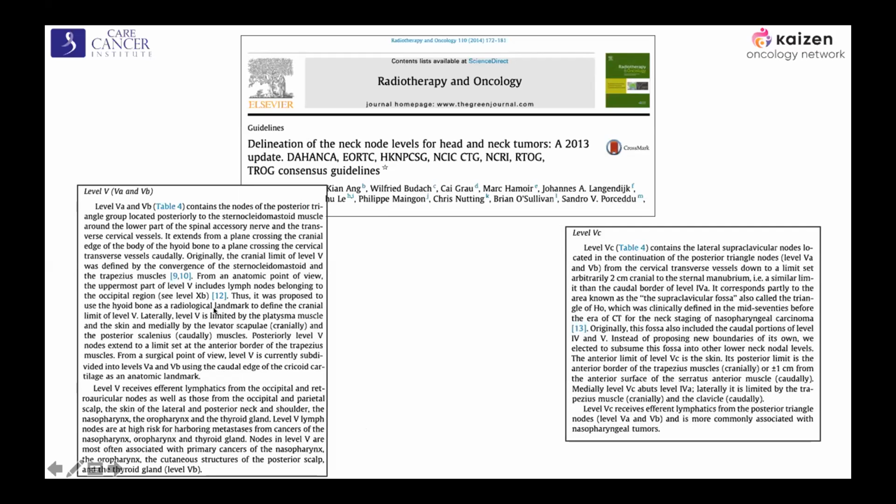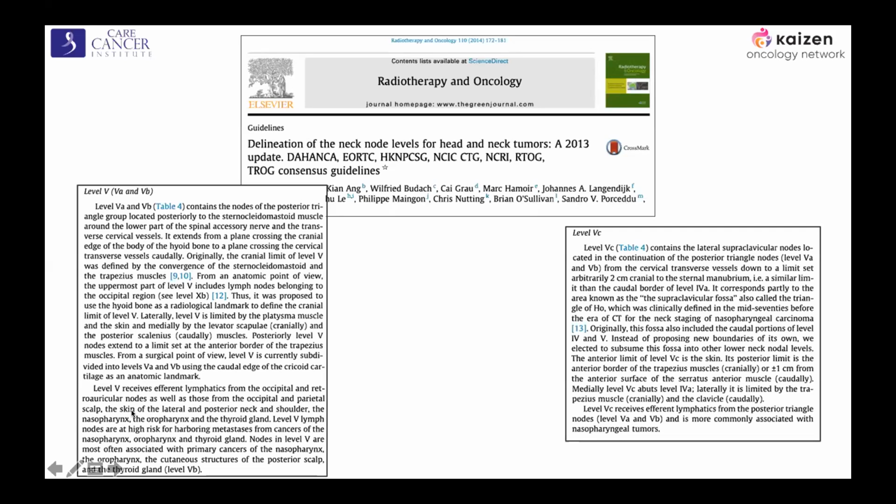Again, the distinction between 5A and 5B is the same as we have already discussed. Whenever we say level 5, we mean 5A and 5B. So for contouring and for surgery, there's no distinction between 5A and 5B. When you say you're treating level 5 with RT or with surgery, you usually mean 5A and 5B, but you'll omit 5C unless specified.